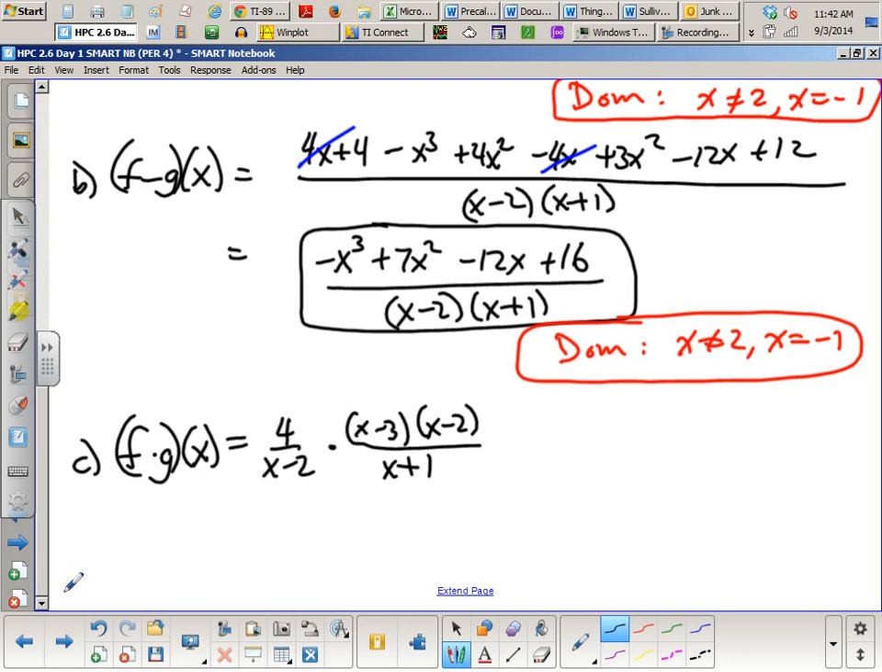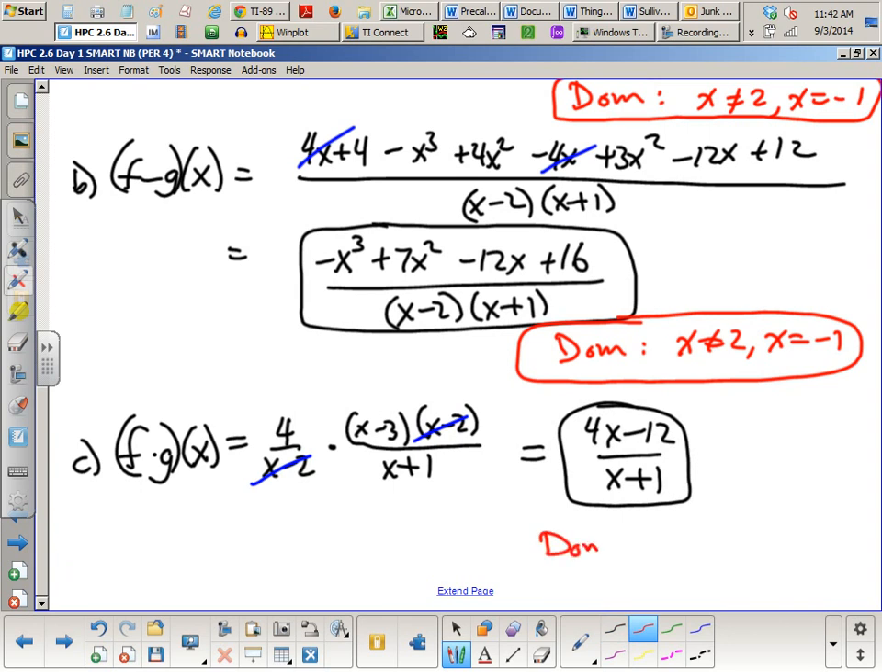So the naive student would do this. They would say, ooh, cross cancel, which is fine. We need to do that. But they would conclude that the answer is 4x minus 12 over x plus 1. They're right about the answer, but they're going to get the domain wrong. What are they going to put? Look at their answer. They're going to put x cannot be what? Negative 1.